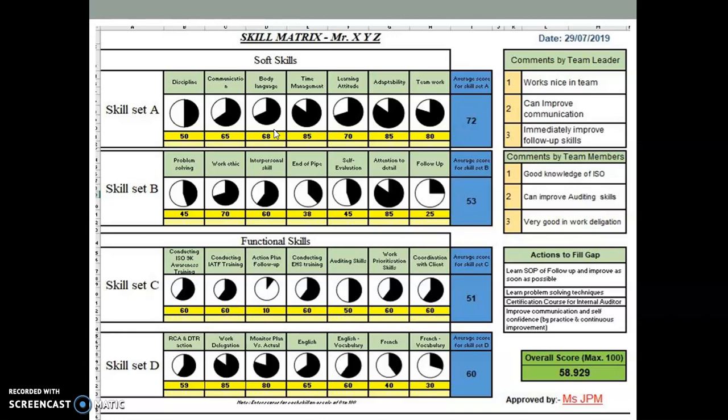Comments by the team members, the colleagues of the individual who are working with him or her, provide some feedback for that individual. And actions to fill the gap, what does this consist of? This consists of all those things which need to be carried out to provide an individual that skill set through which the individual will be efficient enough for performing or executing any kind of work.